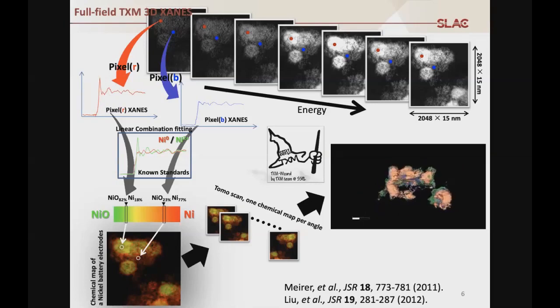In this particular case, I know that my sample has either nickel 0 or nickel 2+. Then I can use my standard spectra to perform linear combination fitting. After the fitting, I can dig out a percentage from the fitting results. Then I can assign the pixel a color selected from a predefined color map. By doing this for all the 4 million pixels in my image, I can get a two-dimensional chemical map, shown in the lower left corner. If I combine this with tomography, then I can do this at different angles. Eventually, I can reconstruct the three-dimensional distribution of different chemical species in this material.